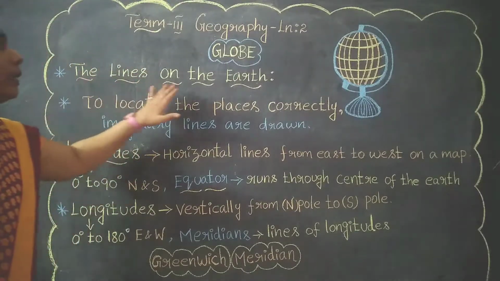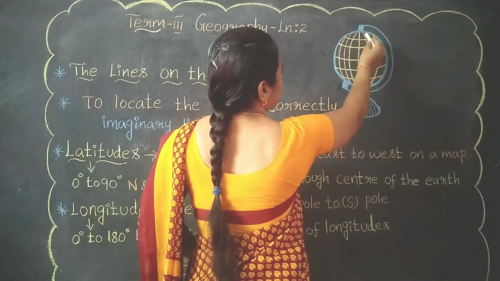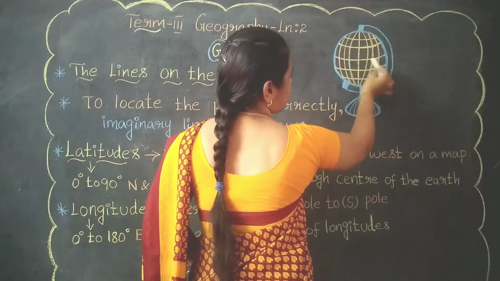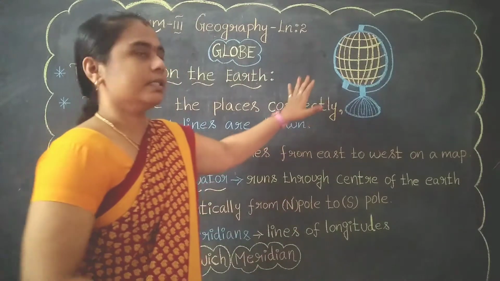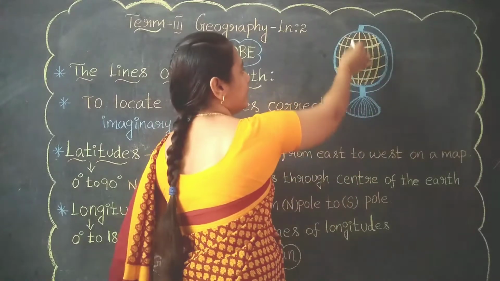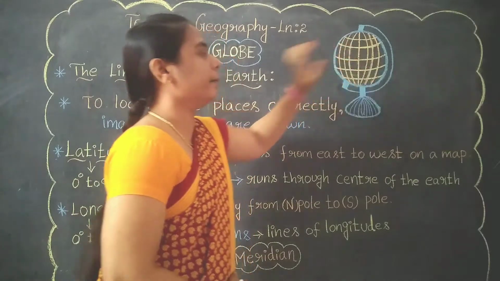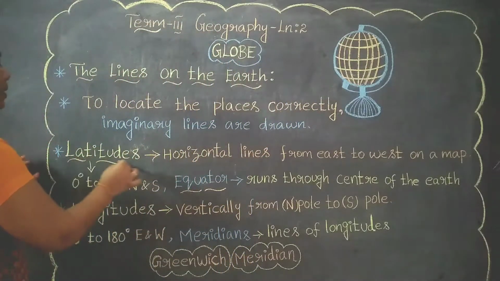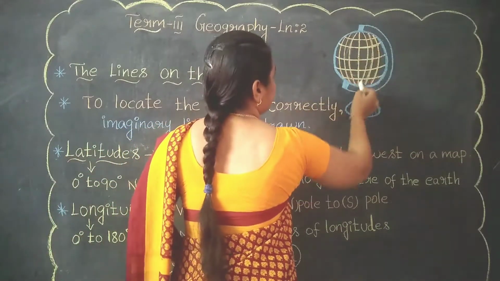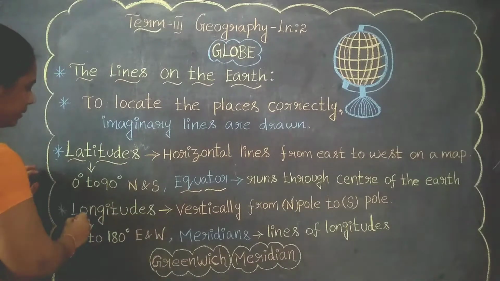Now, the lines on the earth. What are the lines? See here, I have drawn a vertical line and a horizontal line. Can you see this? Is it visible? Yes. So horizontal lines and vertical lines are drawn on the globe, right? The horizontal lines are named latitude, and the vertical lines are named longitude.